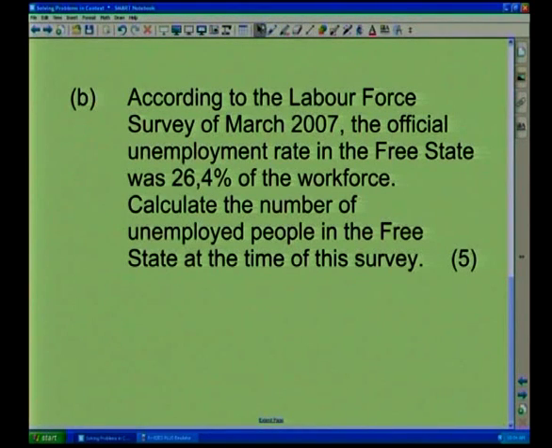This will help give you information to use to answer such questions successfully. Now, part B of this question says, according to the Labour Force survey of March 2007, the official unemployment rate in the Free State was 26.4% of the workforce. Calculate the number of unemployed people in the Free State at the time of this survey. Well, we were told that 60% was what made up the workforce.